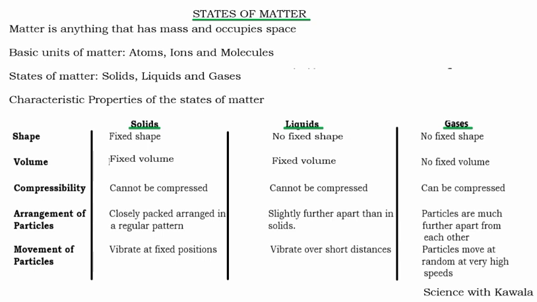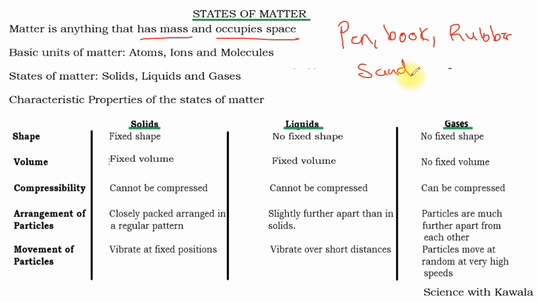So let's begin. Let's begin by defining matter. What is matter? Matter is anything that has mass and occupies space. Occupying space refers to the volume an object has, and mass represents the amount of substance an object has. So, matter could be anything. It could be a pen, a book, a rubber, sand, and so on and so forth. So, all these qualify to be called matter because they have mass and occupy space.